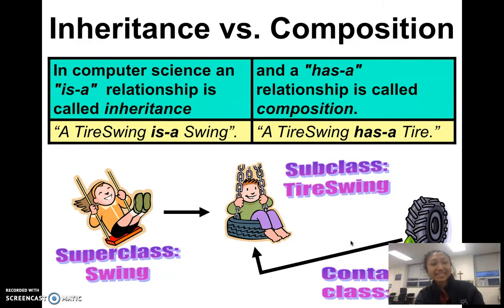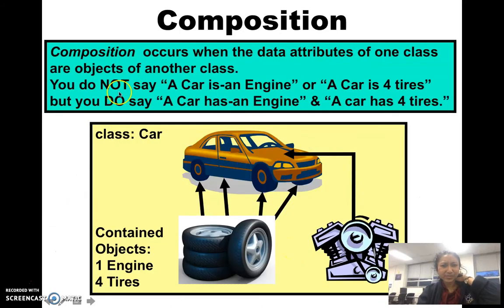So again, inheritance versus composition. In computer science, an is-a relationship is your inheritance, and a has-a relationship is your composition. A tire swing is a swing, a kind of swing, right? A tire swing has a tire. So your superclass is swing, the subclass is tire swing, and the contained class is tire. And here, you guys, you do not say a car is an engine or a car is 4 tires. You say a car has an engine and a car has 4 tires. That indicates to you composition versus inheritance.